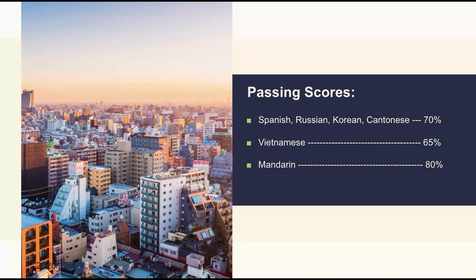Interestingly, in the NBCMI oral exam, passing scores are different for each language. To pass the Spanish, Russian, Korean, Cantonese oral exam, your percentage score must be at least 70%. To pass the Vietnamese oral exam, your percentage score must be at least 65%. To pass the Mandarin oral exam, your percentage score must be at least 80%.